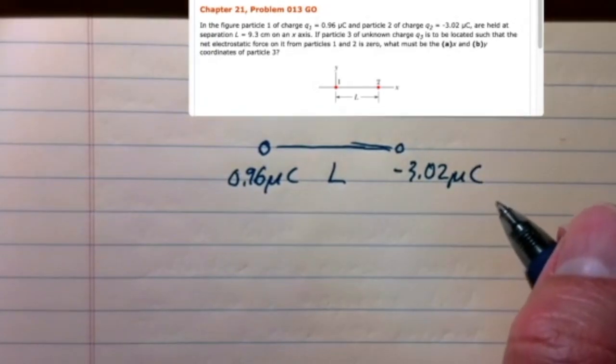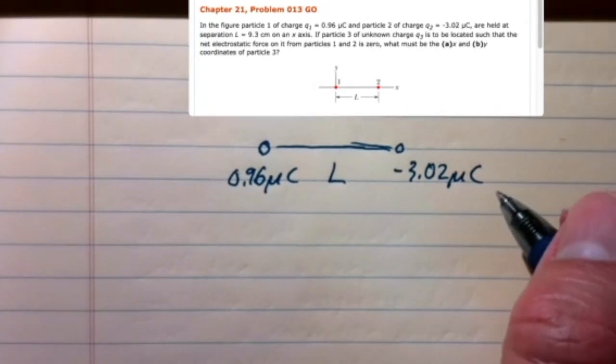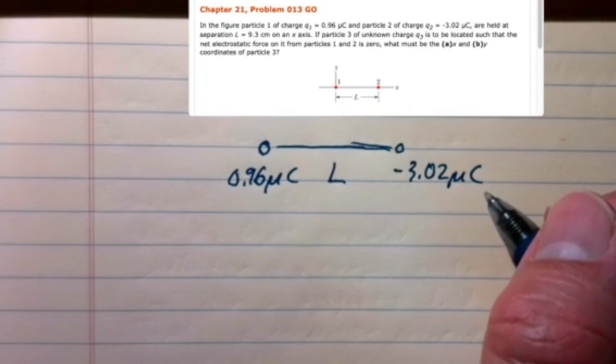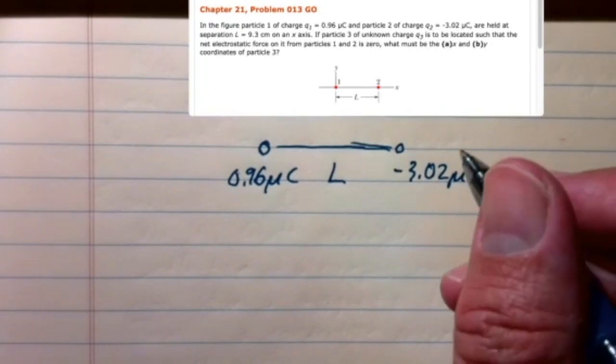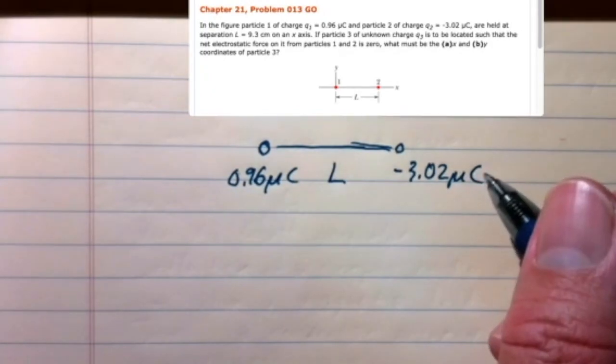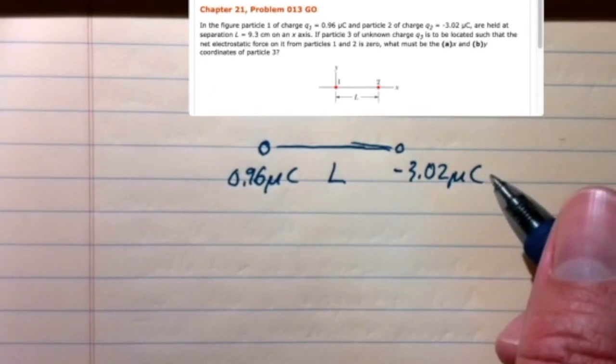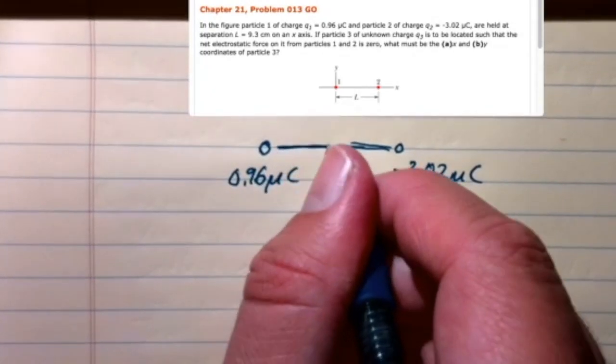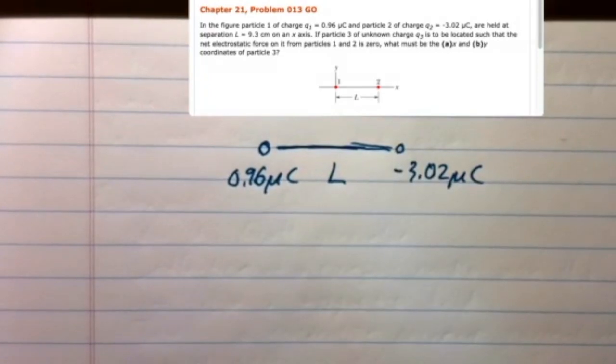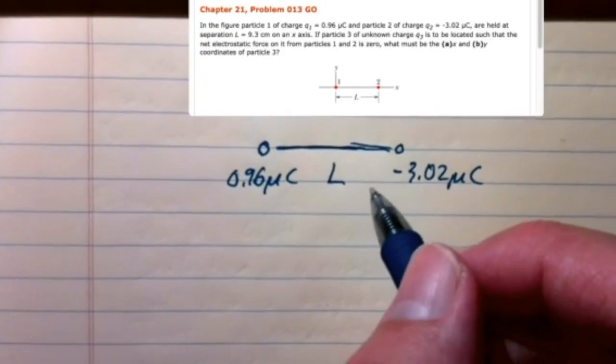microcoulombs. Okay, so this can be a little confusing because we don't know what the charge of that third particle is, but it doesn't actually matter. We don't even need to know it in order to solve this problem. Okay, so the way that we will do it is there are three different regions.